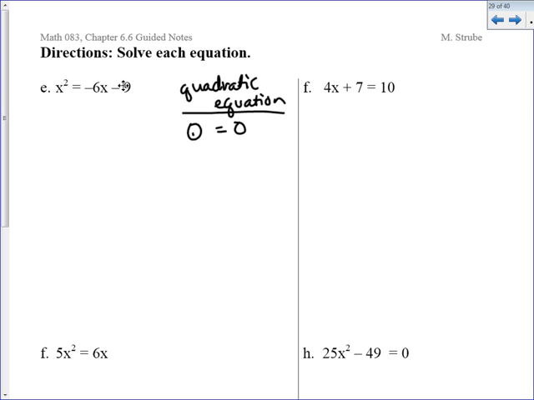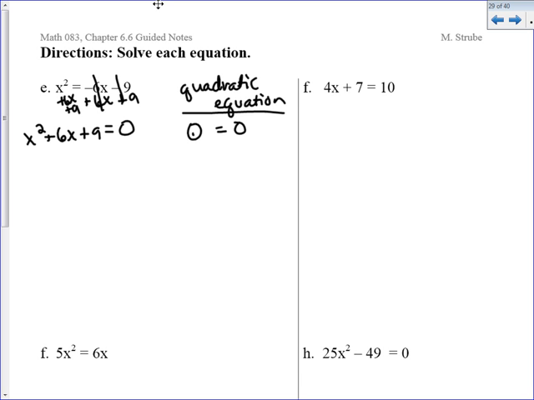So if I want to get the negative 6x over to the other side, how am I going to do that? Add 6x. Not right with the real pen. So I'm going to bring 6x over. How am I going to get the negative 9 over to the other side? Same thing, I'm going to use a positive 9, just the opposite sign. So it's going to look like x squared plus 6x plus 9 equals 0.